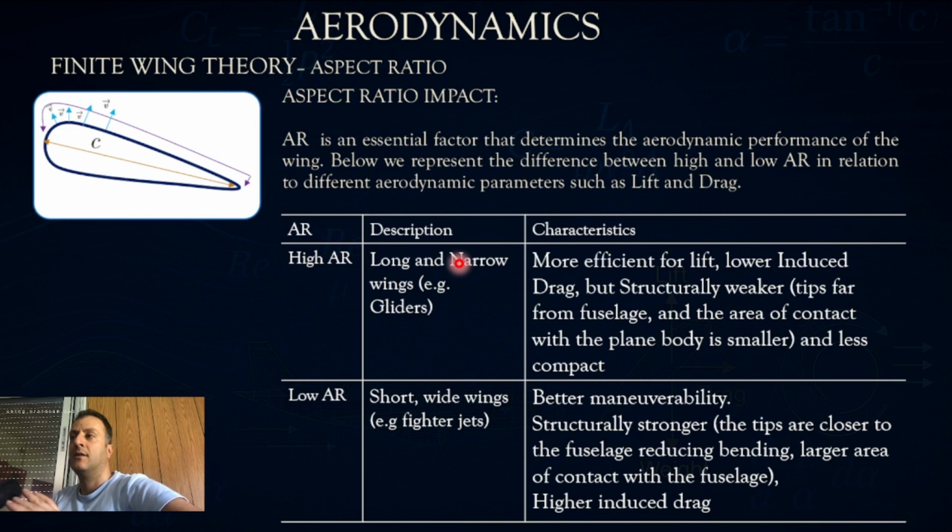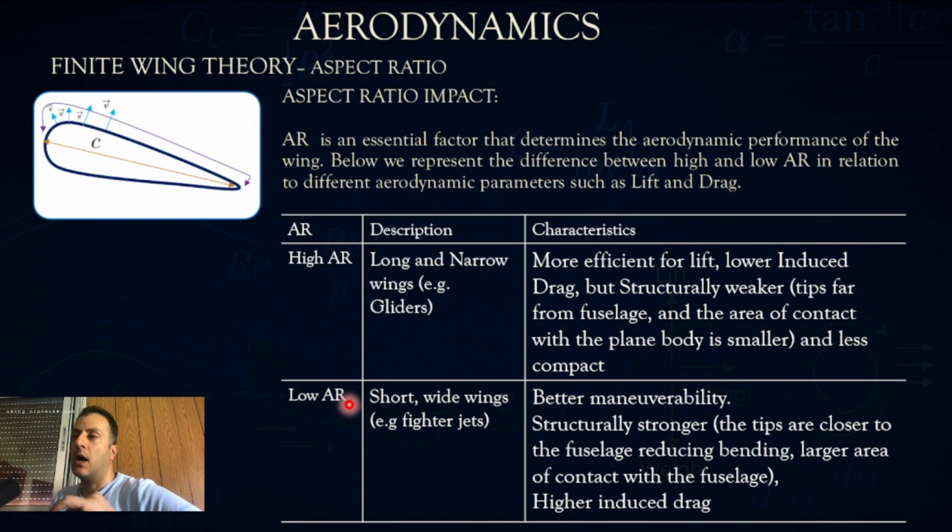In such a case, having longer wings will provide more lift efficiency, okay? A lower induced drag, because b, the span, as we remember from the other slide, is very long. But they are structurally weaker because they are more prone to bending and deformation. Tips are very far from the fuselage, and not only that, but the area of contact with the fuselage, the plane body, is smaller. So it is less compact and less structurally strong or solid.